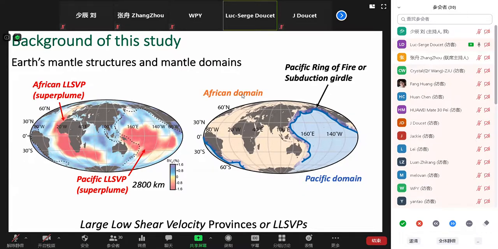Okay, and what's interesting with the core mantle boundary structures and the surface structures is that each mantle domain has its own LLSVP or its own superplume. So we see that we have deep structure and shallow structure, but they seem to be connected.